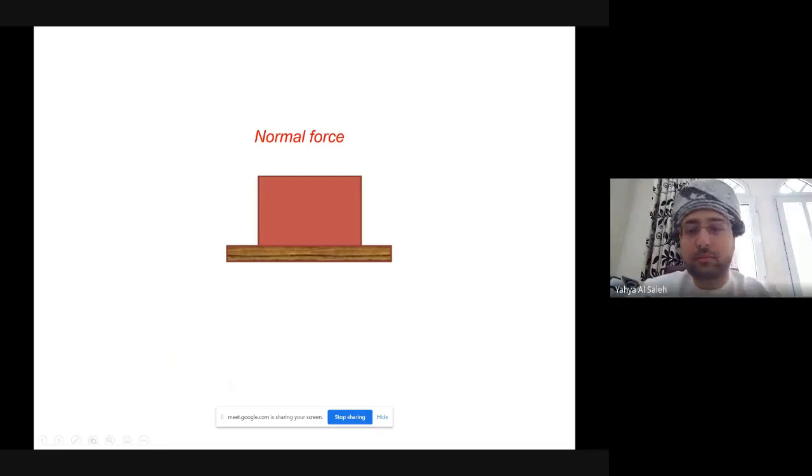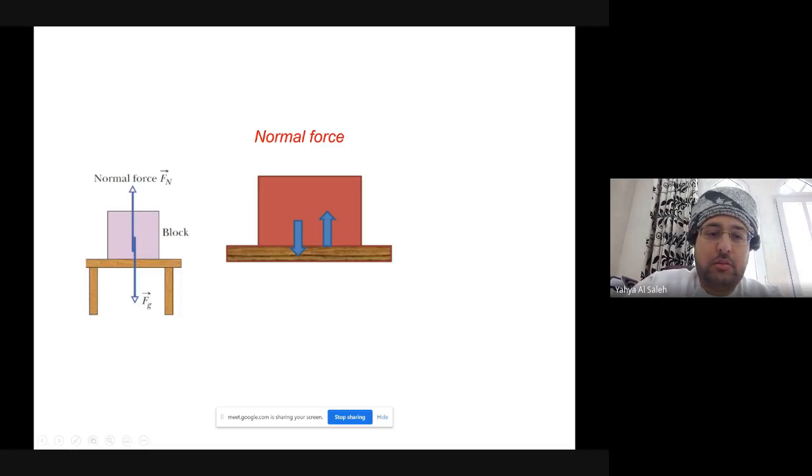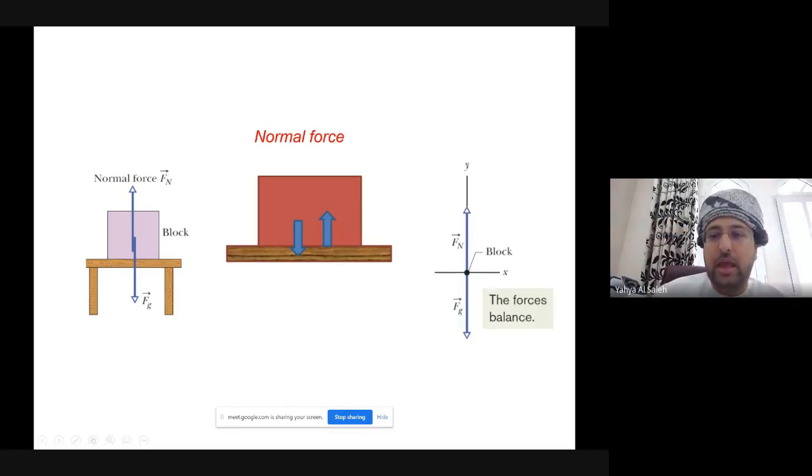Normal force, another type. I have already mentioned it once when I gave the example of a book on a table. Any object on a table, or on a horizontal surface, will face the normal force. What is it? Say we have a block on a table. This block has a force downwards, that is Fg, weight. Now, why does this block not go through the table? Why does it stay on the table?